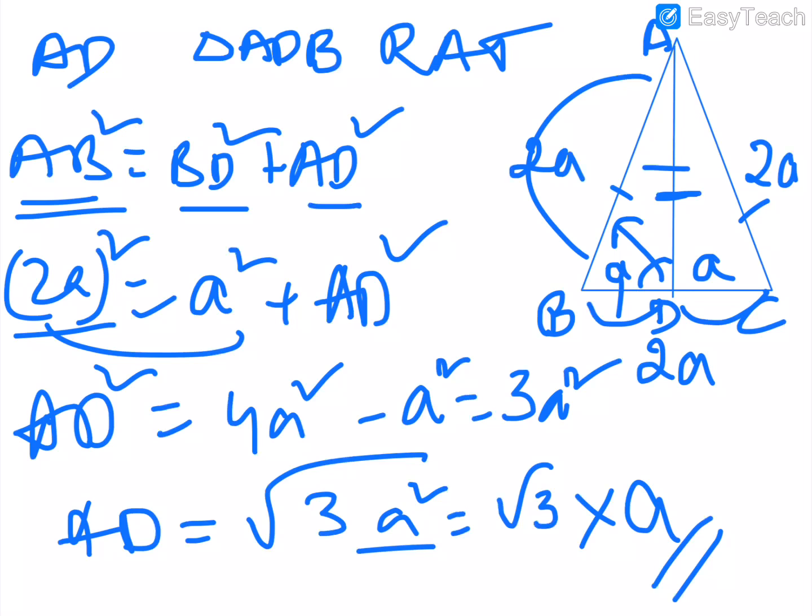It will be useful to us in solving many other sums. But in that case, we will take side as A and height as root 3 by 2 A, because it is half of what we have in this particular sum. So it is very important.